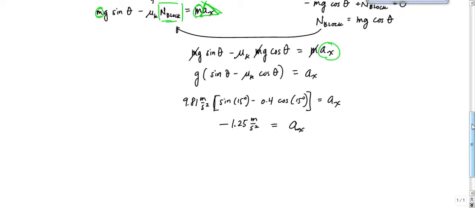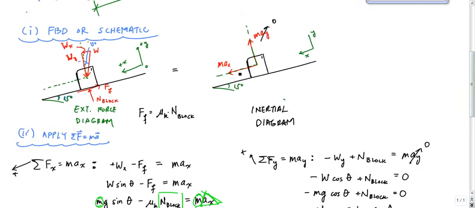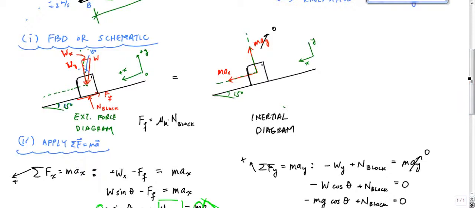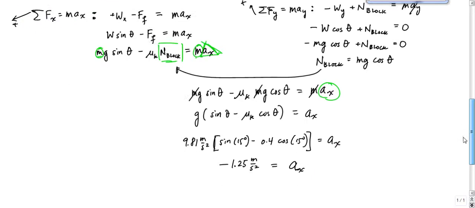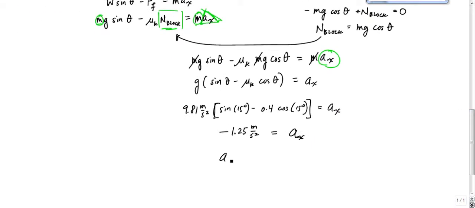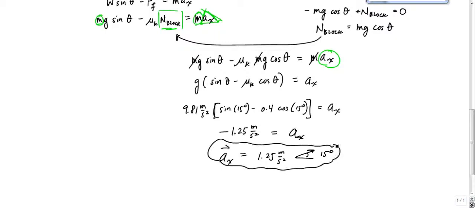And what this negative means is that the acceleration vector, or this inertial term, is actually pointing the other way. So this particle going from point A to point B is actually decelerating due to friction, right? So that acceleration is a deceleration, okay? So this AX, if I want to write it properly in vector form, is 1.25 meters per second squared in this direction at 15 degrees. An acceleration is provided as long as you give a magnitude and a direction. That's your correct answer for acceleration.